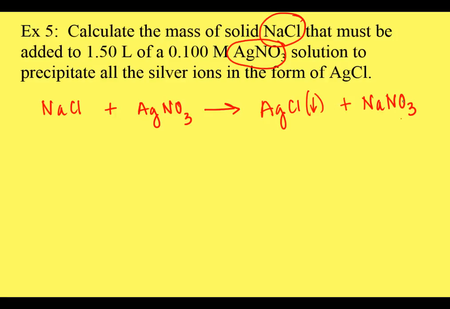Reading back through the problem, we know we are looking for grams of NaCl, that's my unknown or my B in this solution. Silver nitrate, I know that I have 1.5 liters of solution and that the concentration is 0.1. At this time, split into your groups, work through this problem, and once everybody's finished, you can take a look at the solution.